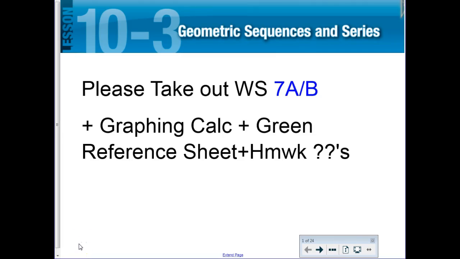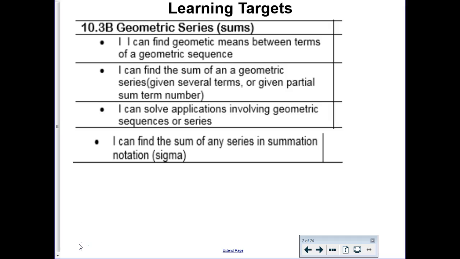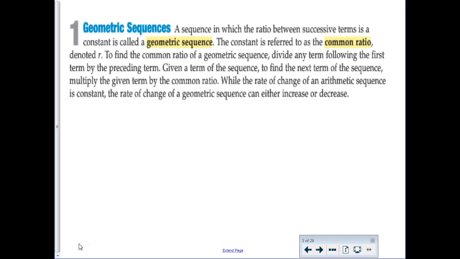Alright, so today we're going to learn 10.3, which is an extension of geometric sequences, and we're going to extend that out to series. So just like yesterday, how we revisited the idea of arithmetic, today we're going to revisit the idea of geometric. So we are on notes on worksheet 7.